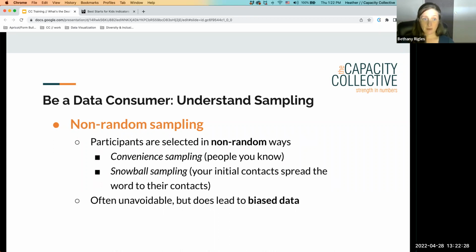So then non-random sampling is a little straightforward. It's when participants are selected in non-random ways. And some of these you might have used before, such as convenience sampling, where you ask people you know to take a survey, for instance. Or snowball sampling is when you have your initial contacts spread the word to their contacts about this survey. So you can get a little bit of a sample group. And these are often unavoidable, especially when you have a difficult to reach population, but it does lead to biased data.